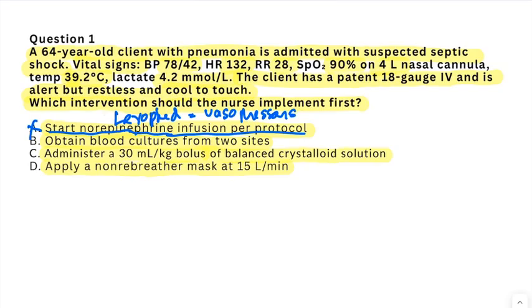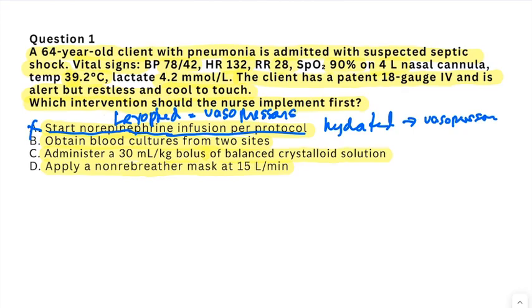And the reason why it's an incorrect answer is because you want to have the patient hydrated first before you give a vasopressor. So think about this. The vasopressor would not be very effective if the patient has dehydration. Now, the fact that the patient has sepsis, you expect that there is not enough blood in the intravascular space.